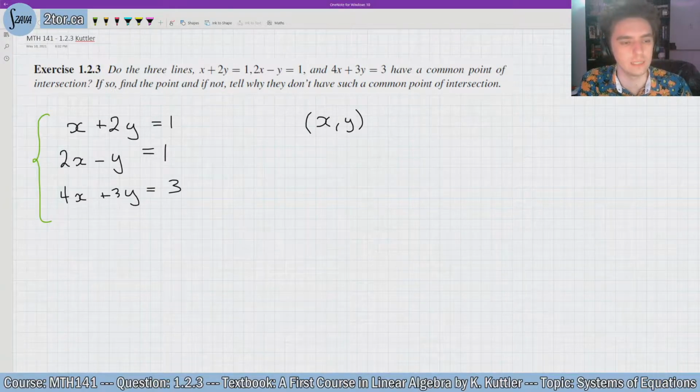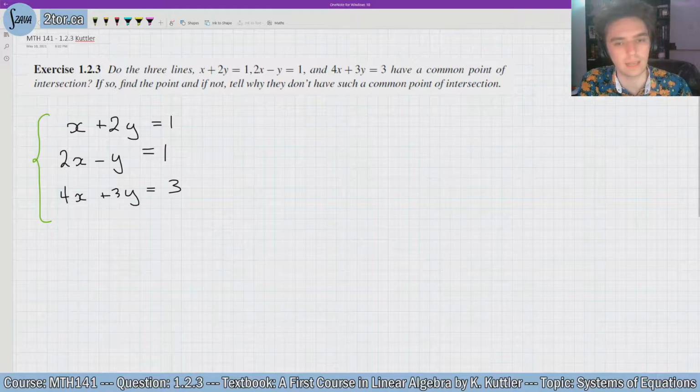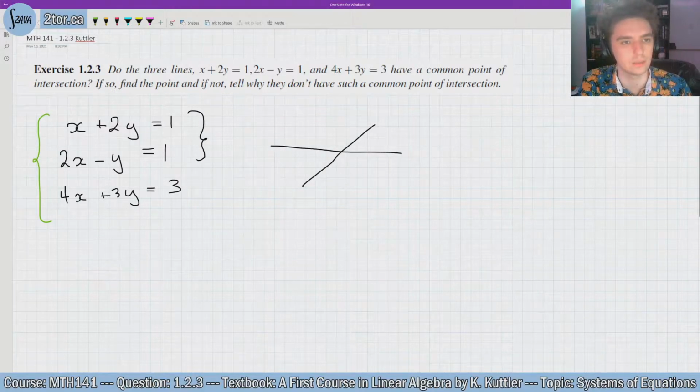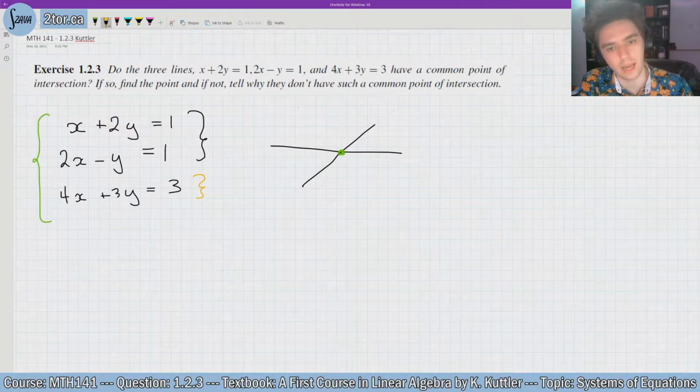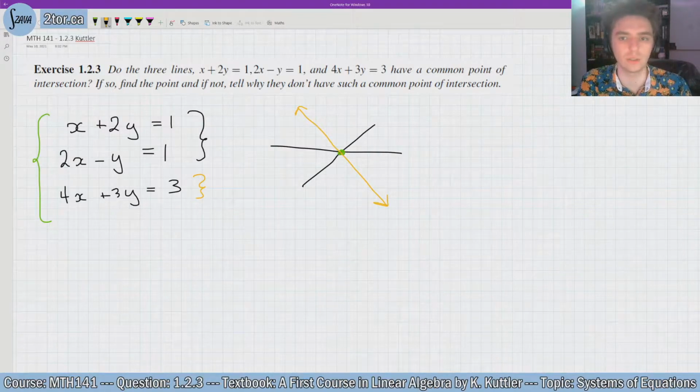So one way to solve this is to think of it like this. If these three lines actually have a common point of intersection, that means that if I were to draw the first two lines, only the first two, that's these two right here, they must have a common point of intersection. And the third line, which I'll draw in yellow, the third line must go through that point. So if these three lines truly have a common point of intersection, then that must be true. So it's a little bit of a simpler way of doing this than having to solve a system of three equations. That's not too hard to do once we're in the next section.